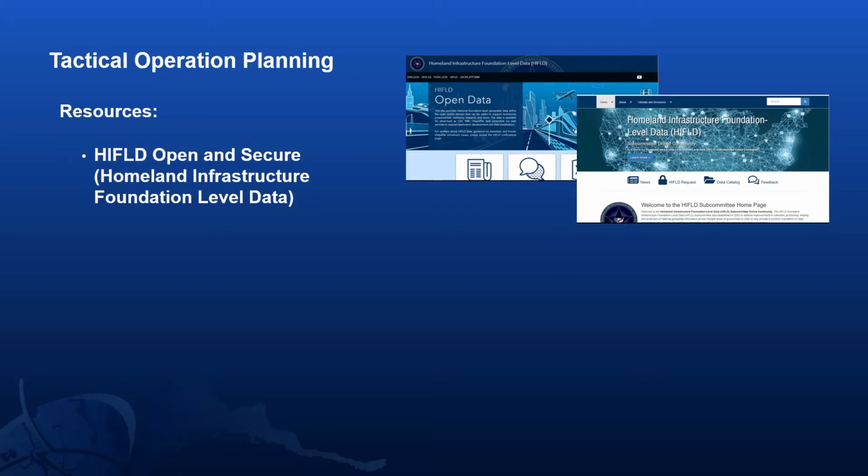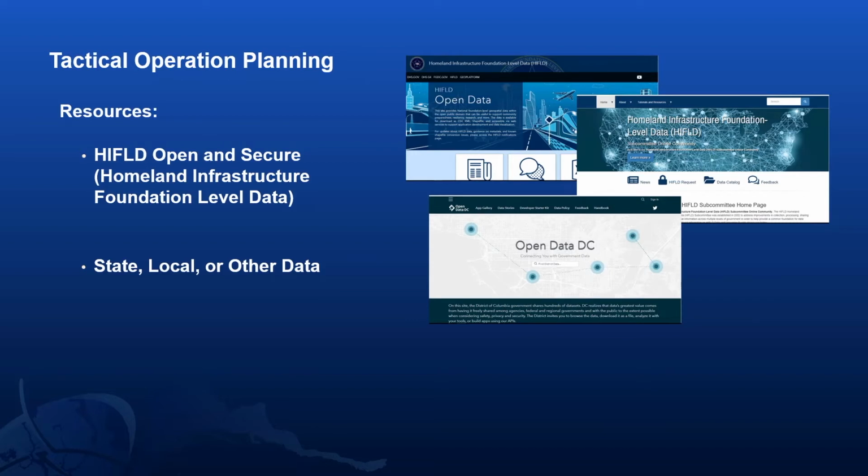And the second is HIFLD Secure, which is available to government organizations that have the capability to view some critical infrastructure data within HIFLD Secure. Second is state, local, and other data that's available on the open web. There are many ArcGIS open data sites, such as this one, Open Data DC, and many others that you can use to give your operational planning more power.